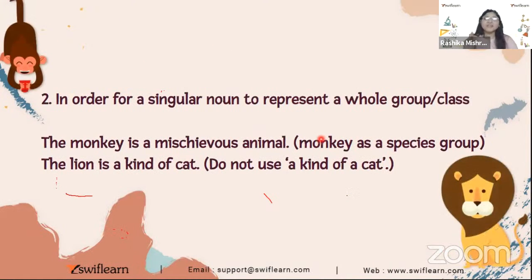Also we have a second case: a singular noun used to represent a whole group or class. For example, the monkey is a mischievous animal. Monkey here stands for a species group, which is why we have used the. In the same way, the lion is a kind of cat. Lion is also a species group, which is why we have put the here. In such cases, we always use the as an article.